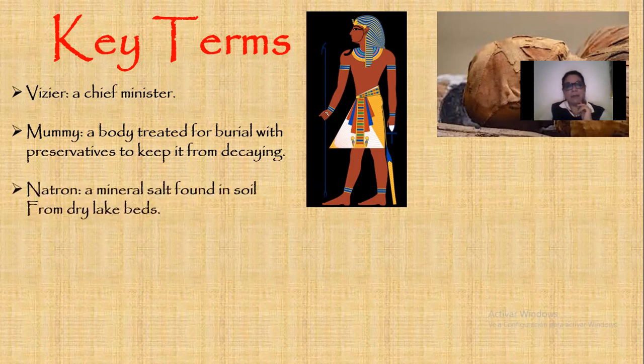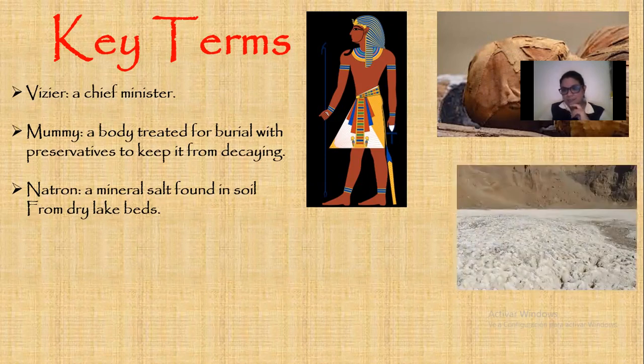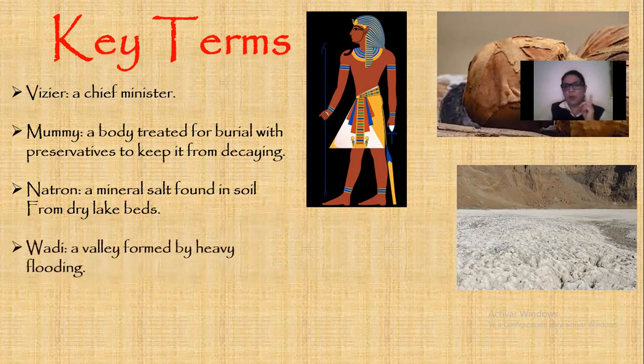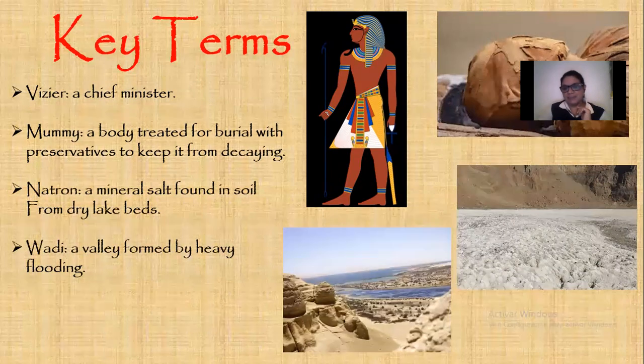Natron, a mineral salt found in soil from dry lake beds. This is the natron, and it is used mostly in the preservation of mummies. Wadi. Wadi is a valley formed by heavy flooding. Do you see the wadis? This is in Egypt.